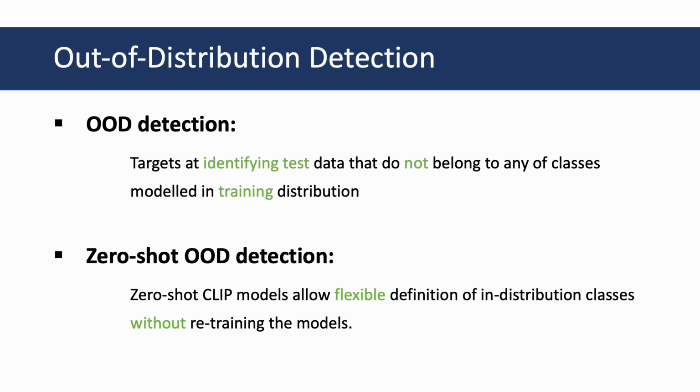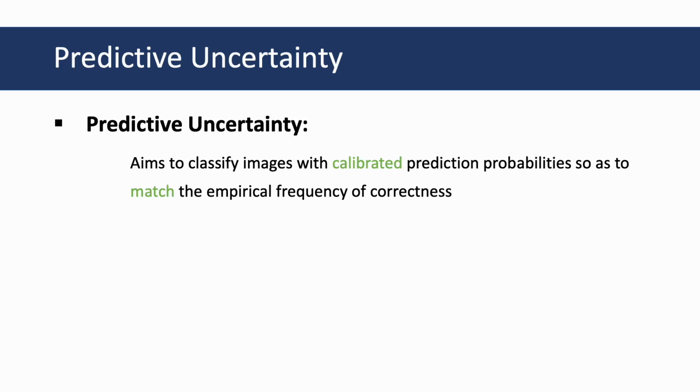With the popularity of CLIP models, zero-shot OOD detection is proposed, which allows flexible definition of in-distribution classes without training the models. Predictive uncertainty aims to classify images with calibrated prediction probabilities so as to match the empirical frequency of correctness.